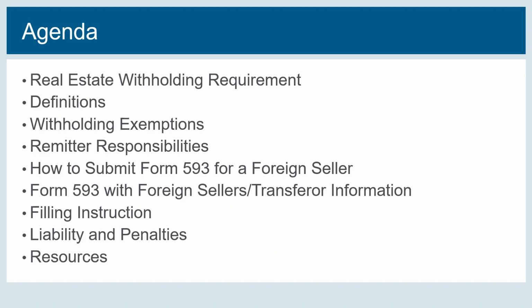We will also cover the following: withholding exemptions, remitter responsibilities, how to submit Form 593 for a foreign seller, how to complete Form 593 with foreign sellers/transfer information, filing instructions, liability and penalties, and lastly, resources. Let's get started.